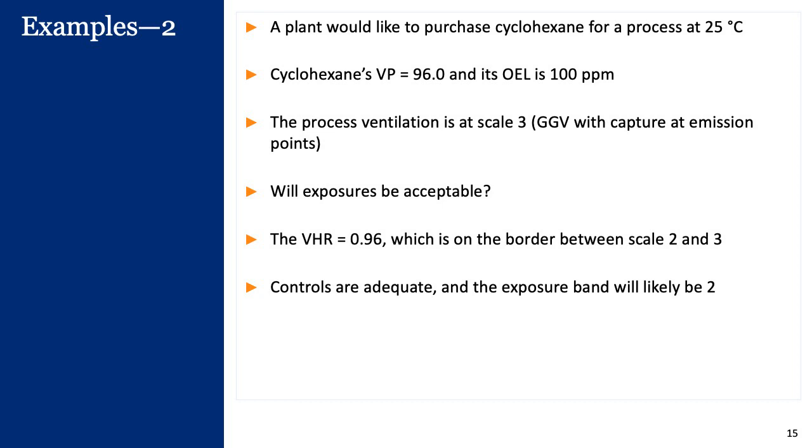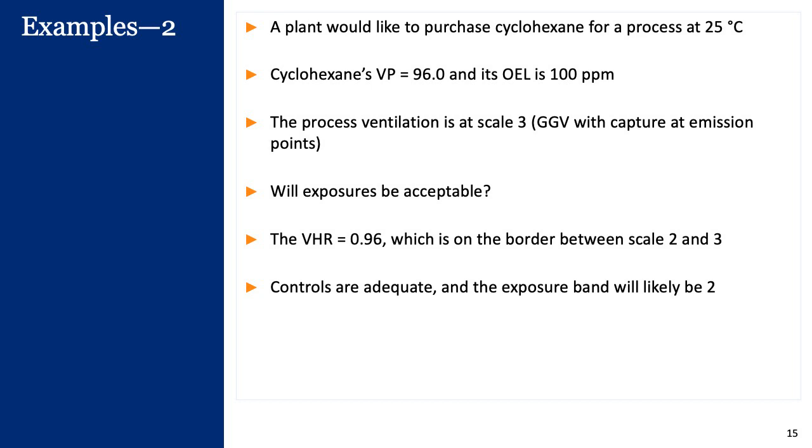How can we use this concept when we are making decisions about exposures? So let's assume that you are in a plant that would like to purchase cyclohexane for a process at 25 degrees centigrade. Cyclohexane's vapor pressure is 96, its OEL is 100 parts per million, and the process ventilation is at scale 3 on the vapor hazard ratio. So we need good general ventilation with capture at emission points.